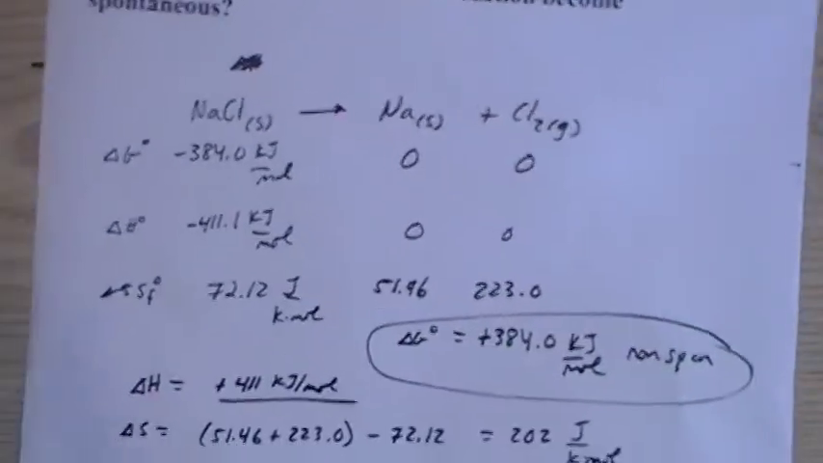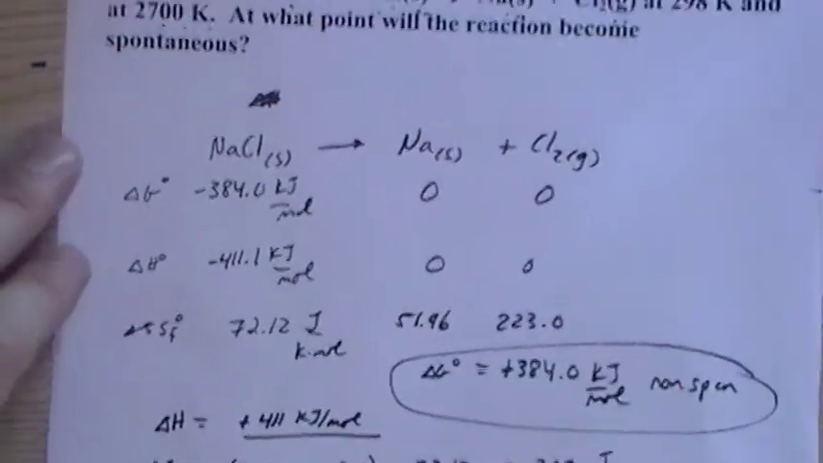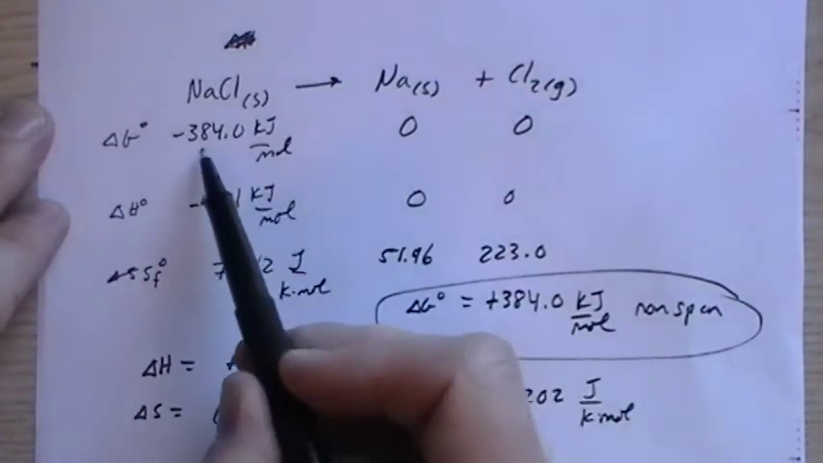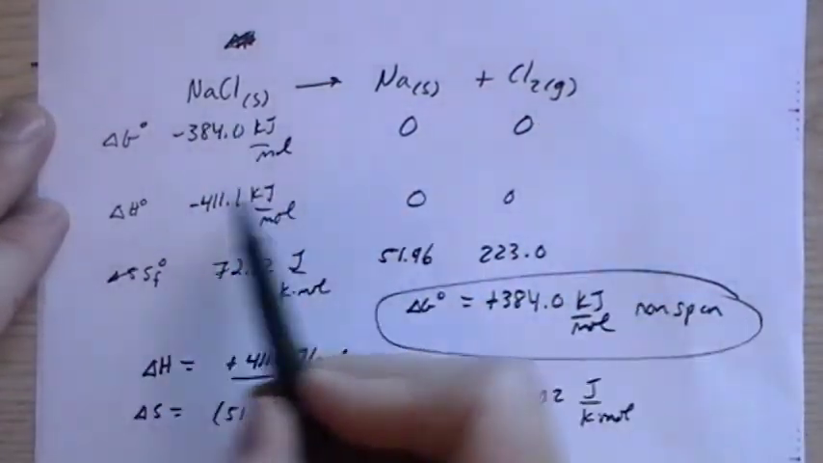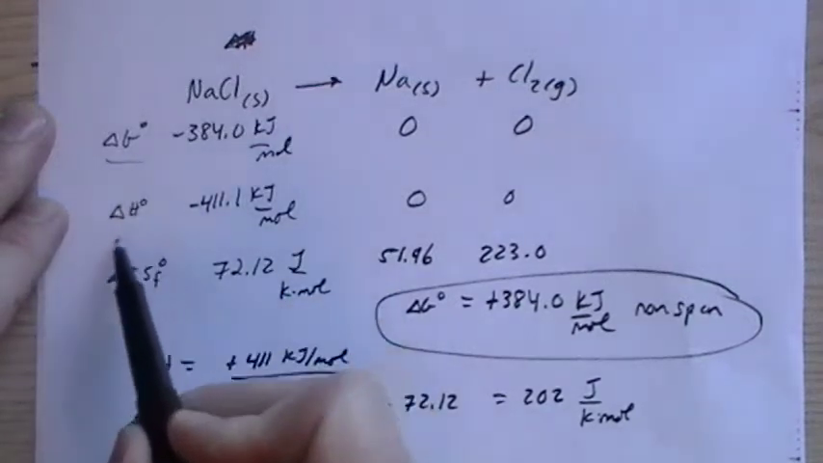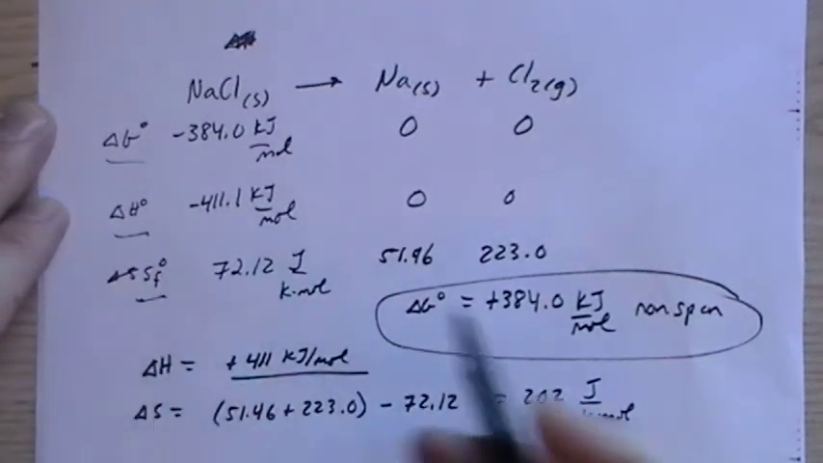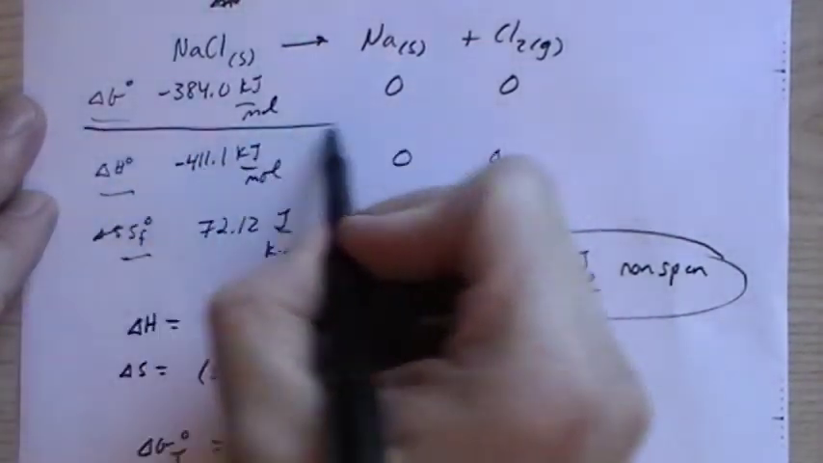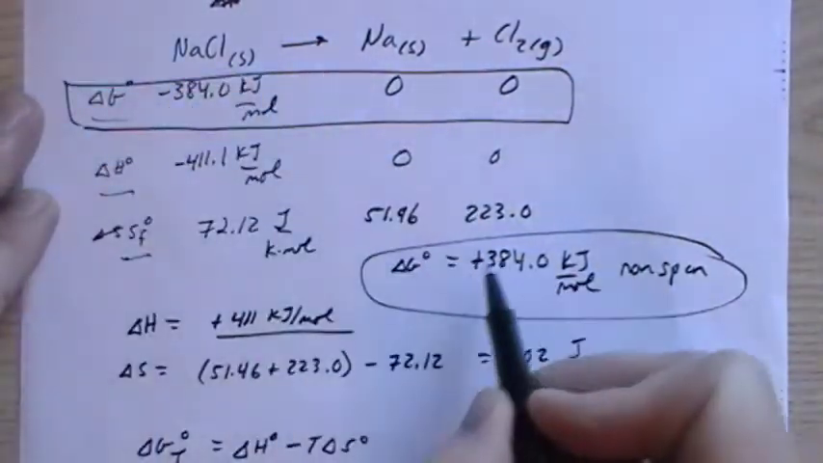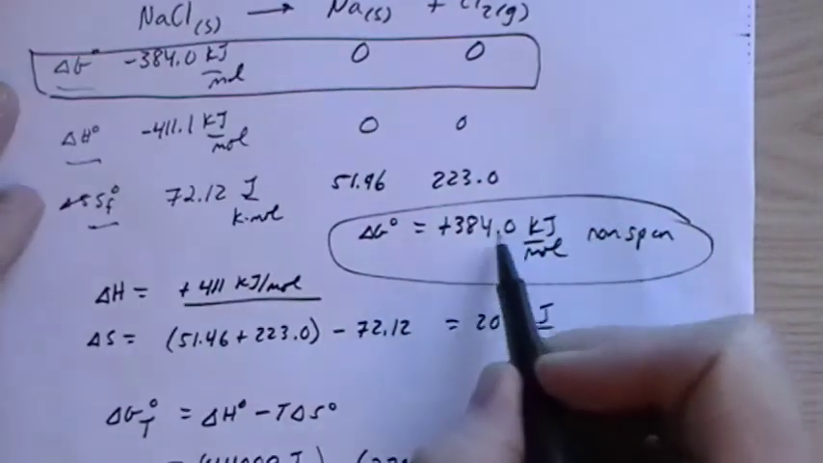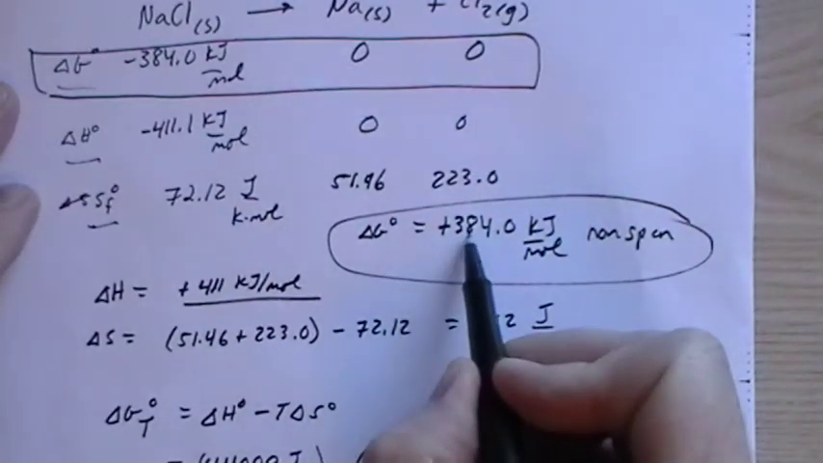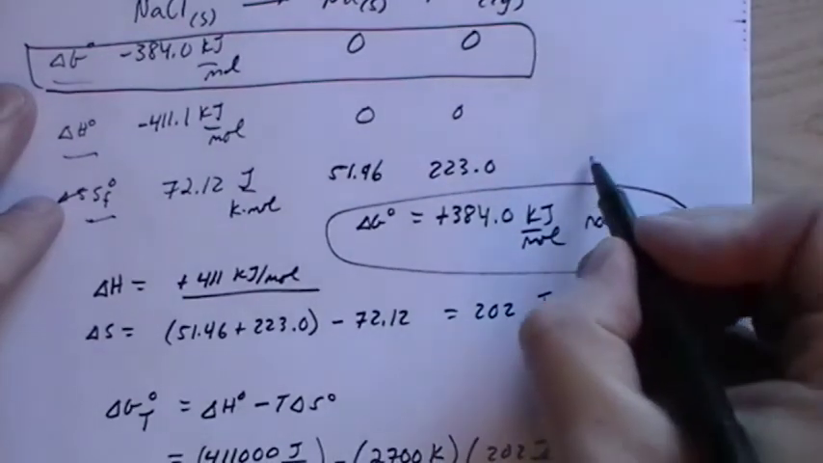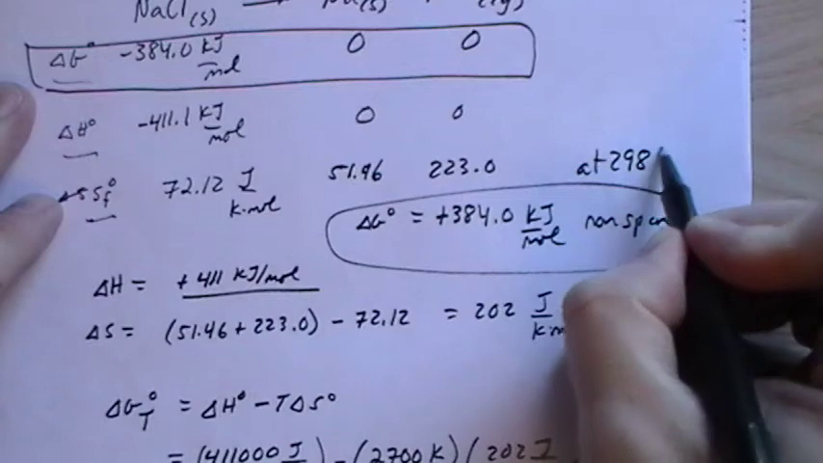Okay, so we're going to do a little trick here. Here are the values that we have for sodium chloride, and we have delta G, delta H, and then S. Now delta G, we can use this value at room temperature, at 298, and we see that delta G is plus 384 kilojoules per mole. It's non-spontaneous at 298.